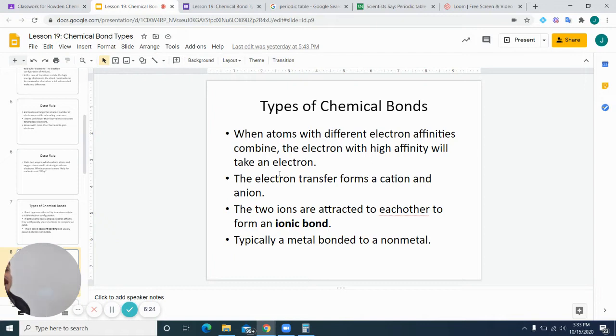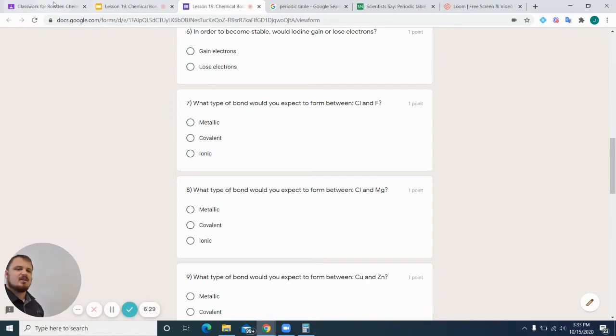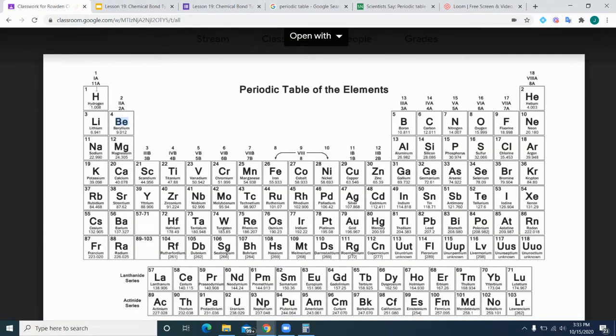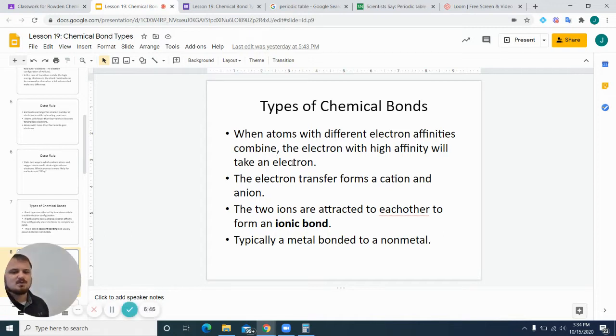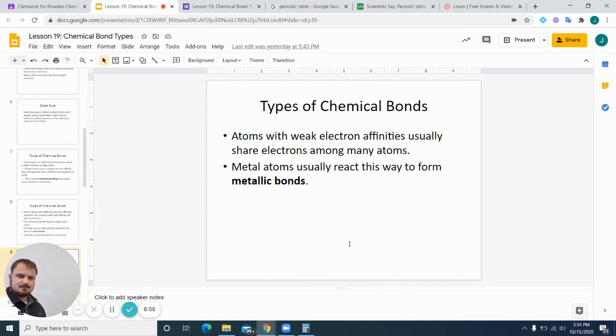The next type of bond is if you have different electron affinities. If I have something way over here on the left that gets rid of electrons, and something way over here on the right that gains electrons, one is going to give, one is going to take. And this would basically be if you have a nonmetal bonding with a metal. When a nonmetal bonds with a metal, one gives, one takes. Giving and taking will form cation and anion. So since you're making 2 ions, it's called an ionic bond. So that's between a metal and a nonmetal. And lastly, if 2 metals bond, it's a metallic bond.